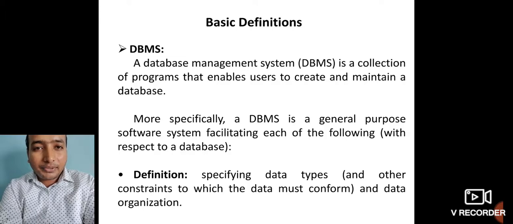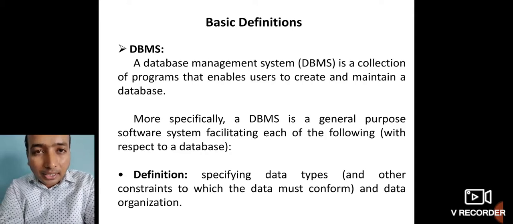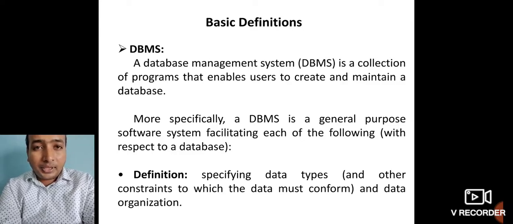A DBMS, which stands for Database Management System, is nothing but a collection of programs that enables any user to create and to maintain a database. So this is the fundamental thing. If I am calling something a system, it means it is not a single one. It has to be a collection, or a combination of more than one. So more than one what? It's a collection of more than one program.